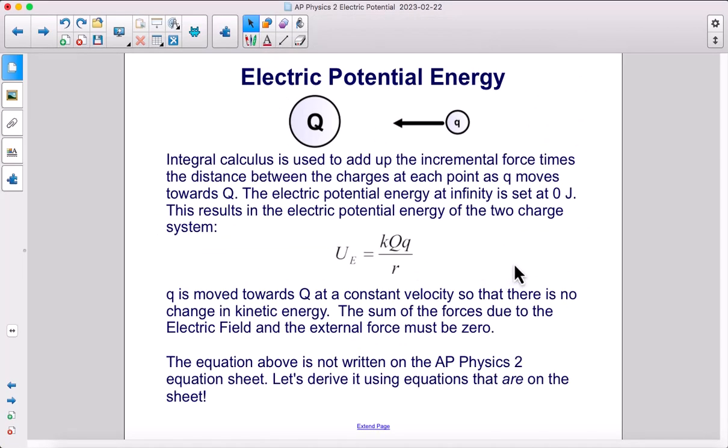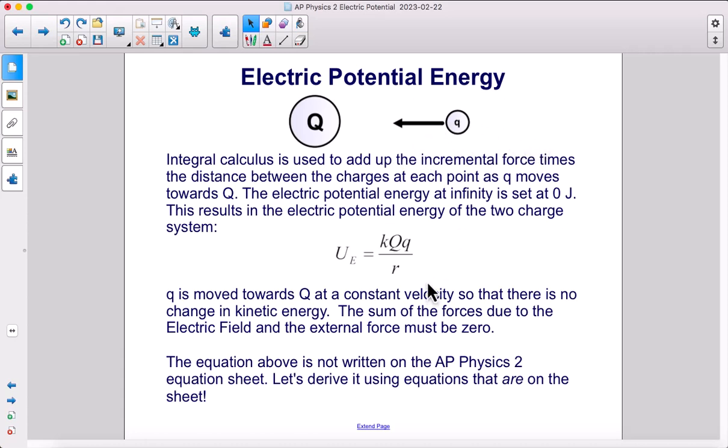Integral calculus is used to add up the incremental force times the distance between the charges at each point as q, little q, moves towards big q. The electric potential energy at infinity is set at 0 joules. This results in the electric potential energy of the two charge system being represented by this equation, kqQ over r. Little q is moved towards big q at a constant velocity so that there's no change in kinetic energy. The sum of the forces due to the electric field and the external force must be zero.